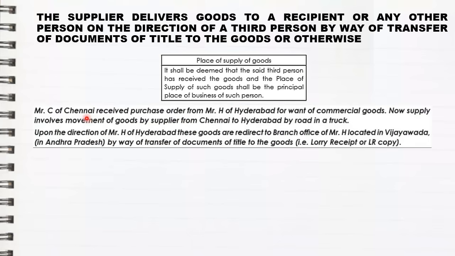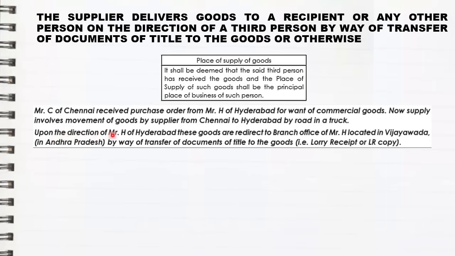Mr. C of Chennai received a purchase order from Mr. H of Hyderabad for a lot of commercial goods. So here the supplier is Mr. C from Chennai, and the purchaser is Mr. H from Hyderabad. Now supply involves movement of goods by the supplier from Chennai to Hyderabad by road in a truck. So now Mr. H gave a purchase order to Mr. C to send goods by road.